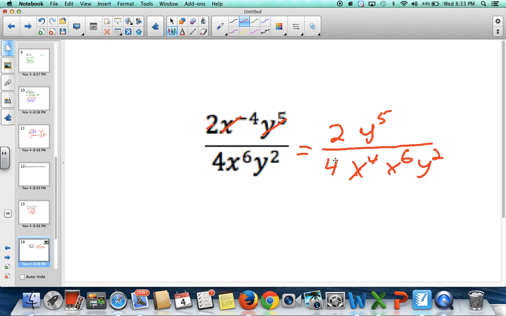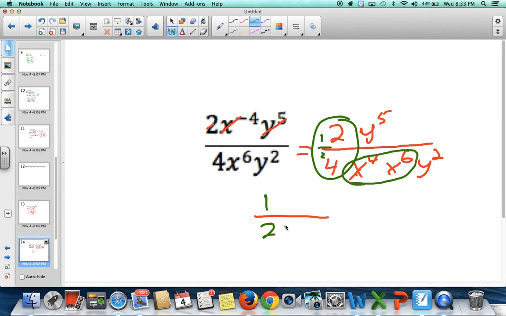Now there's a couple of ways to do this. The easiest way I've known is to look at the fraction first. Can you reduce this fraction? The answer is yes. Divide by 2, we get 1 over 2. So this is going to be 1 on top and 2 on the bottom. Now we're going to take care of our x's next. There's our x's. They're all on the bottom. So 4 plus 6 is 10, x to the 10th.